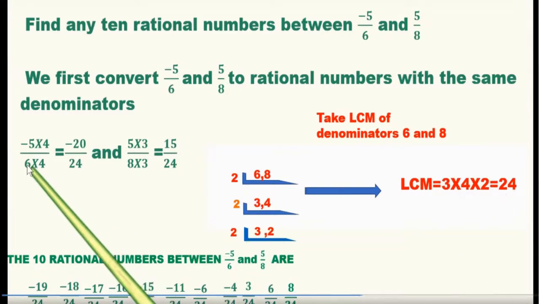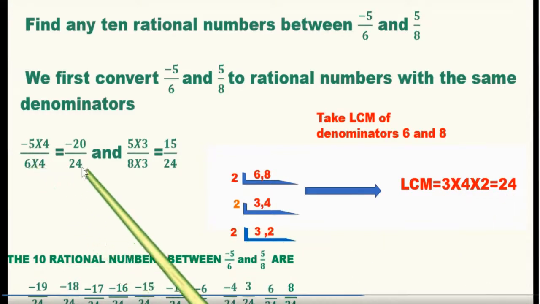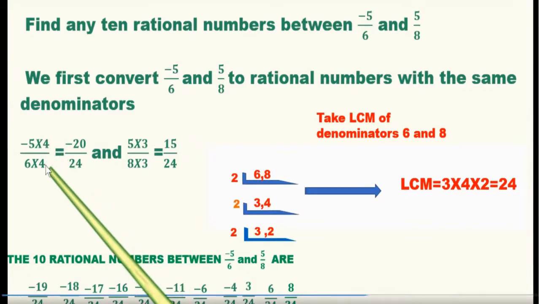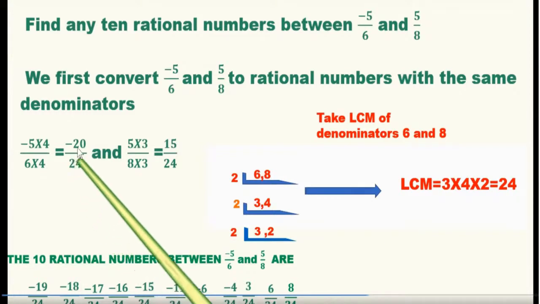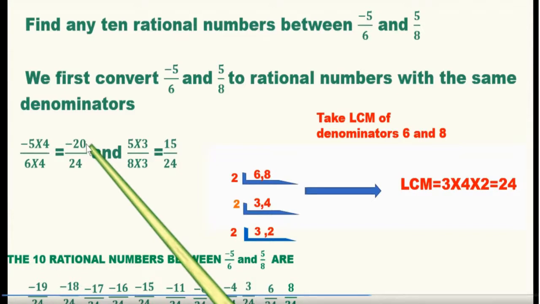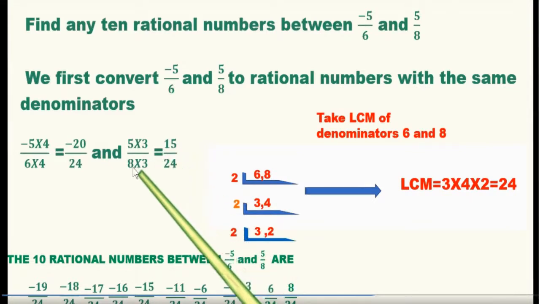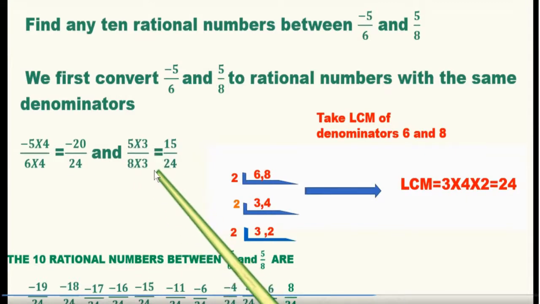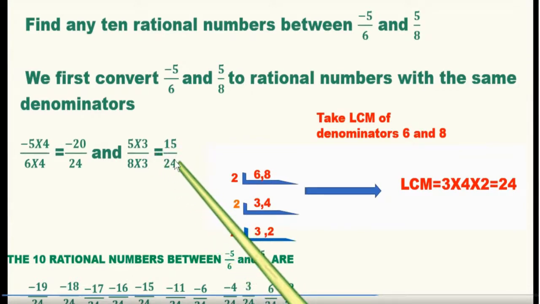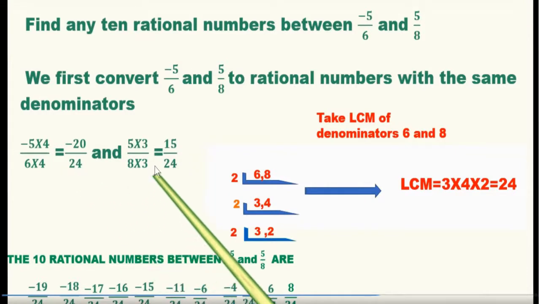So first convert minus 5 by 6 into an equivalent fraction where the denominator is 24. How will we do it? We will multiply both the numerator and denominator by 4. Therefore, we'll get the denominator 24 and the numerator minus 20. Similarly, convert 5 by 8 into a fraction where the denominator is 24. For that, you will multiply 5 by 8 by 3, both in numerator and denominator. By doing so, we get 15 by 24. Did you notice that the denominators have become equal?